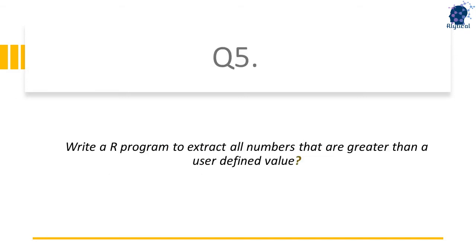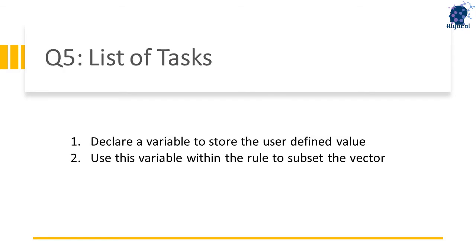Write a R program to extract all numbers that are greater than a user-defined value. We already know how to apply rules to a vector and extract elements from it. But this question poses a new challenge, and that is to use a user-defined value. So our first task will be to create a variable that can store this user-defined value, and next task will be to use it within our rule.